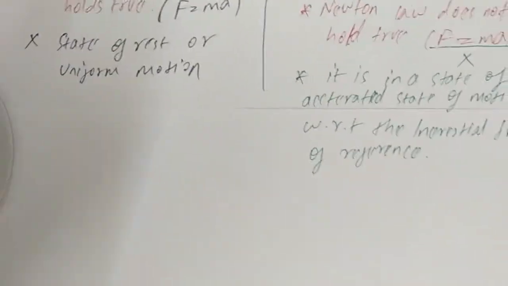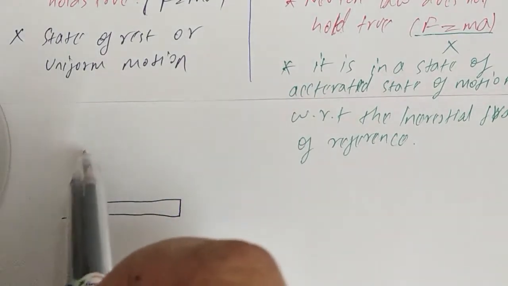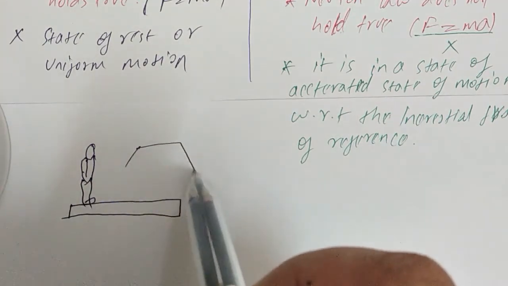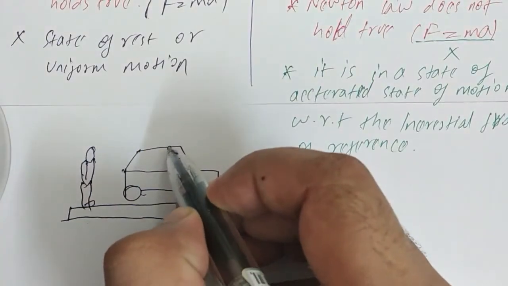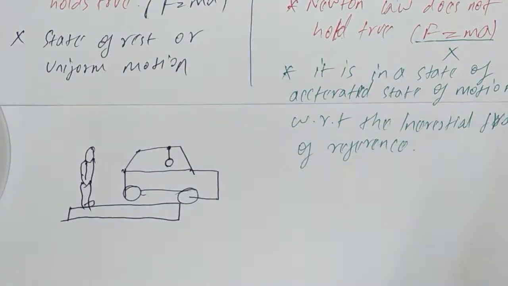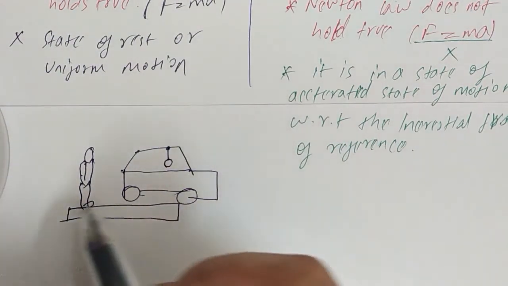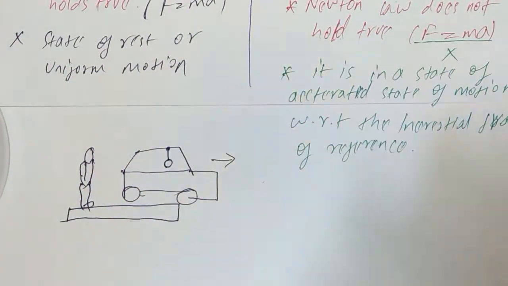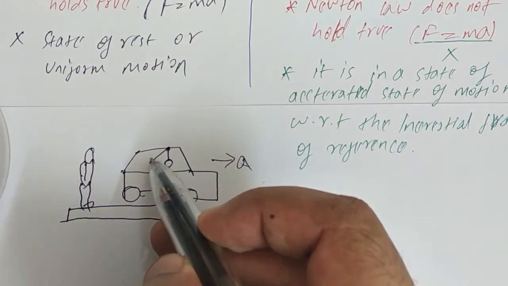So we will take this example where you are standing on this frame of reference and there is a car. Inside the car there is a pendulum that is hanging. So you are on this ground, this is your frame of reference, and it is in the state of rest. The car is moving forward with some velocity, or you can say with some acceleration. Now you will observe that this pendulum will move backward.